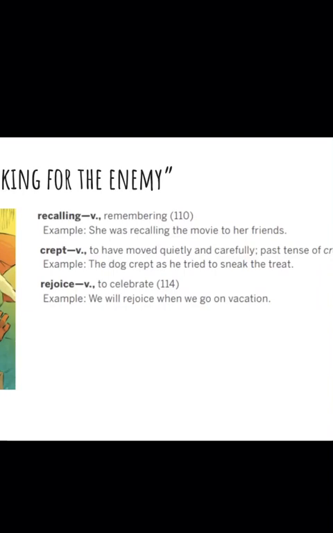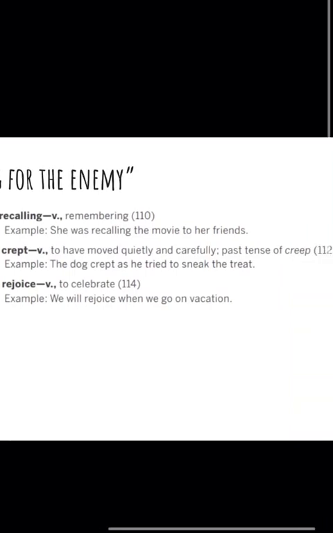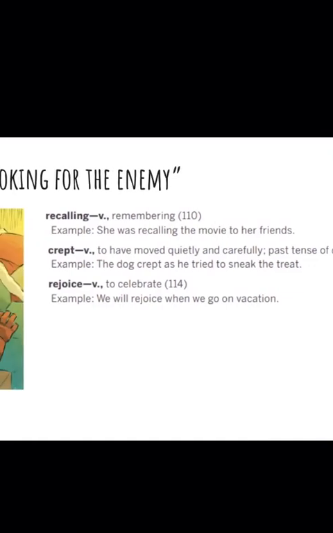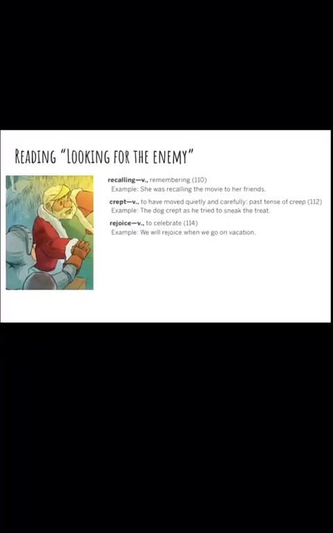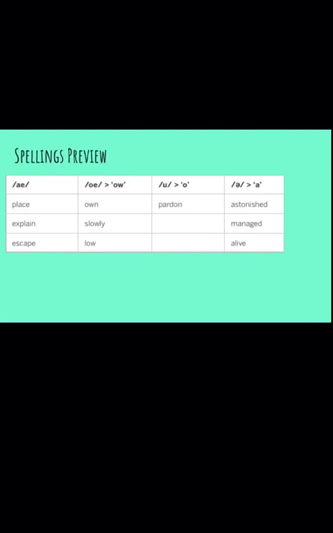Your next word is crept. That is a verb. That means to have moved quietly and carefully, past tense of creep. Example, the dog crept as he tried to sneak the treat. Have you tried to creep somewhere? You crept somewhere? Rejoice is your third word. That means to celebrate. For example, we will rejoice when we go on vacation.